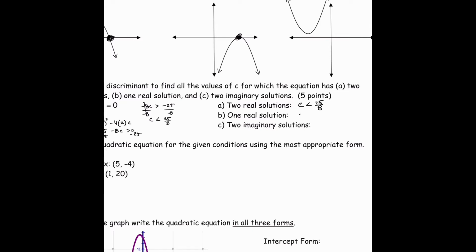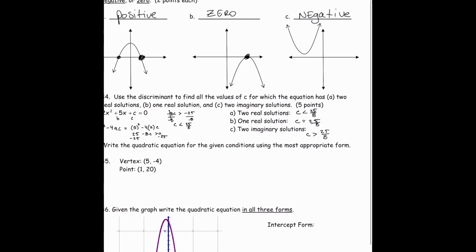One real solution when C is equal to 25/8. And then two imaginary roots when C is greater than, right? It's got to be the opposite. So 25/8, that's basically the turning point. Let me give you a little visual here.